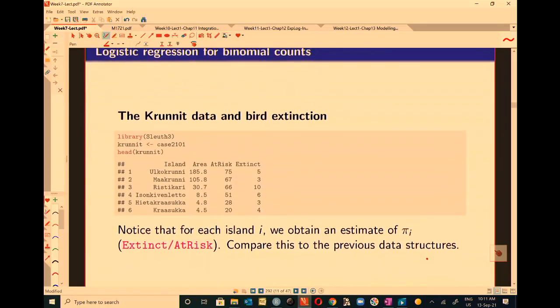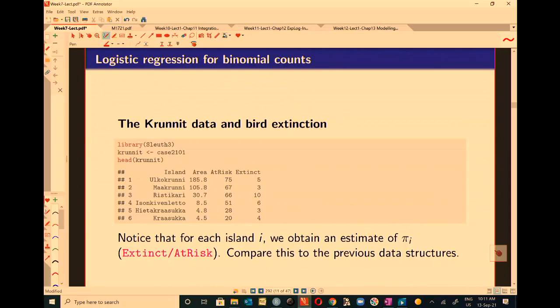There's the data. It's in Sleuth, so library Sleuth, and then you've got the data itself. It's case 2101. You've got the island name, the area, at risk and extinct. Now, of course, what we're after here is the probability, or the odds, of extinction in each of the islands. So for each island, we can obtain a probability of extinction by looking at how many were extinct out of how many at risk. Those kinds of ideas we can do very fast, but we want to relate that also to the area here.